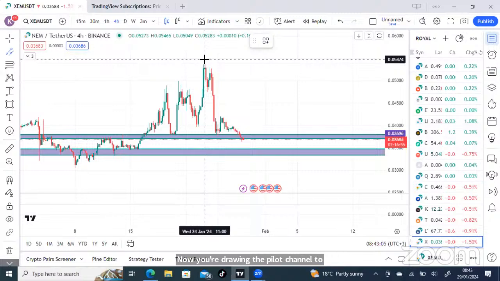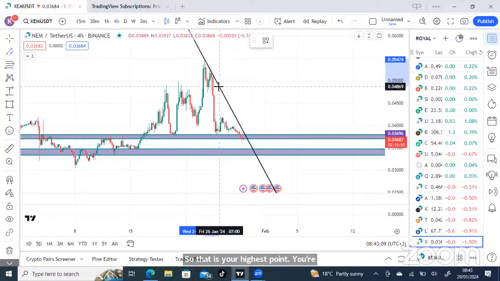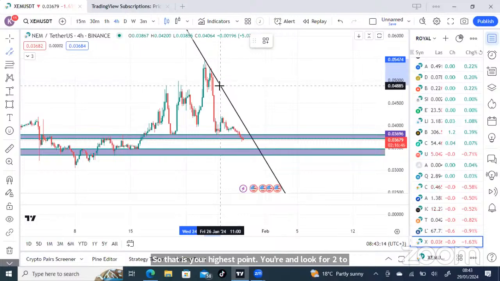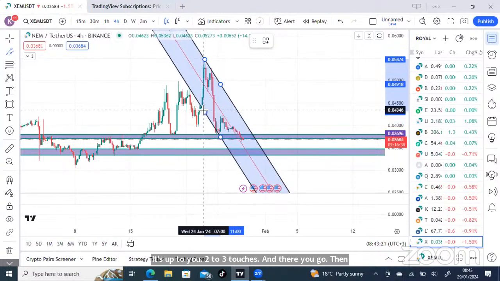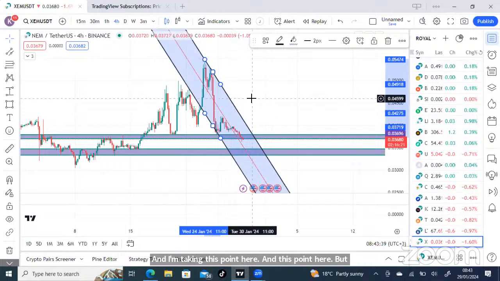So that is your highest point. You stretch it and look for 2 to 3 touches. It's up to you. 2 to 3 touches. And there you go. Then stretch it to the lowest point. And I've taken this point here and this point here. But I could go in for a bigger area.